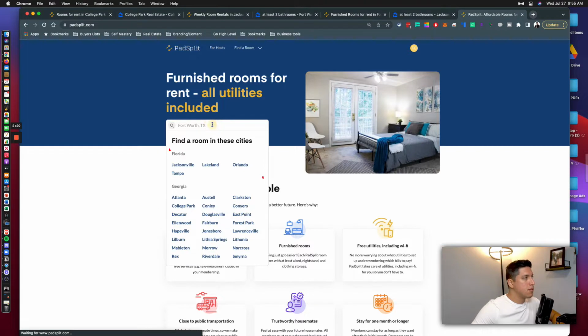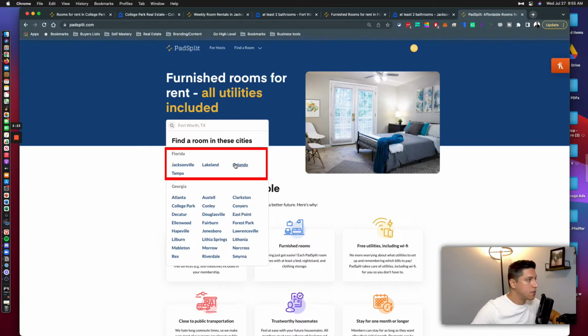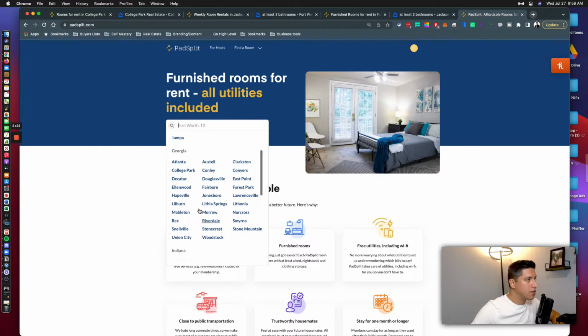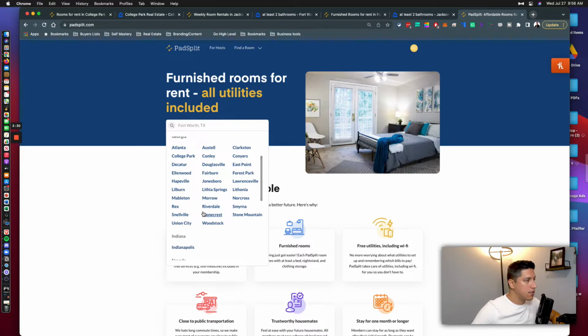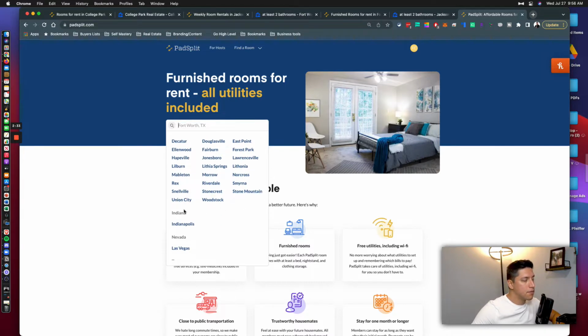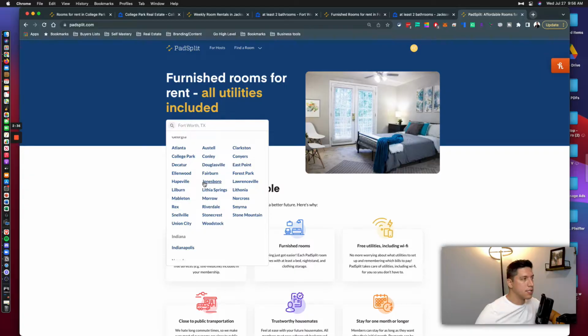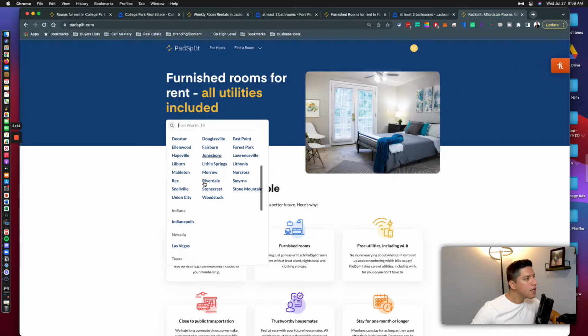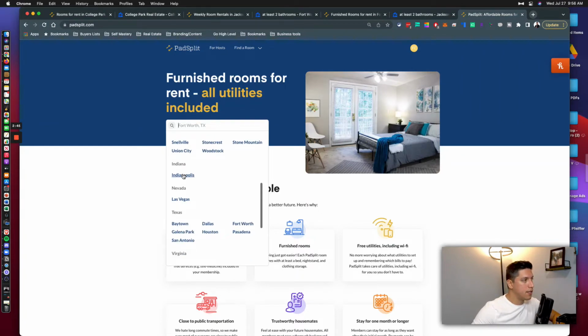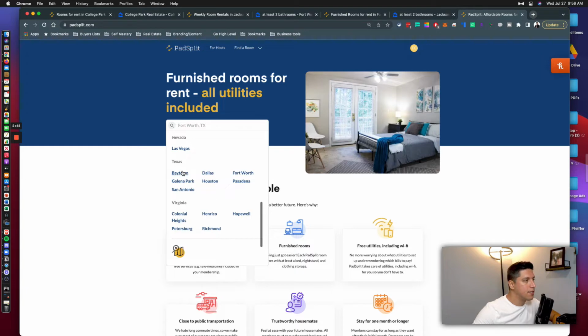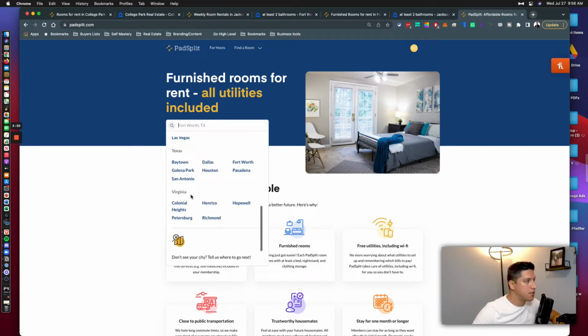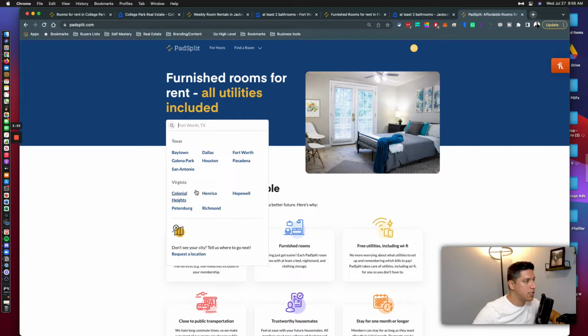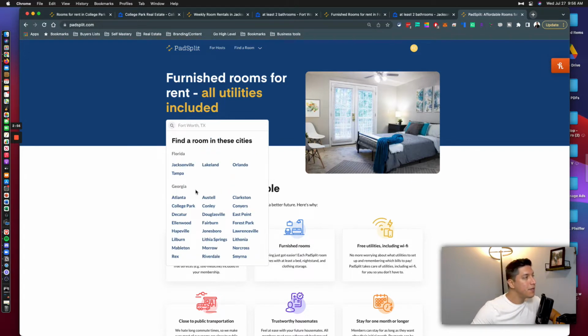Okay, they're in Florida: Jacksonville, Lakeland, Orlando, Tampa. Here in Georgia, these are all the little cities and towns. College Park, we have properties in College Park. And Stone Mountain's good. There's a lot of places here that are good areas. So it's not like you're getting properties in areas you don't even want to own properties in. A lot of these places are in good areas. Indianapolis, Indiana, Las Vegas, Nevada, Fort Worth, San Antonio, Texas, even parts of Virginia here. Okay, so when you come in here, you're just taking a look at what's here.